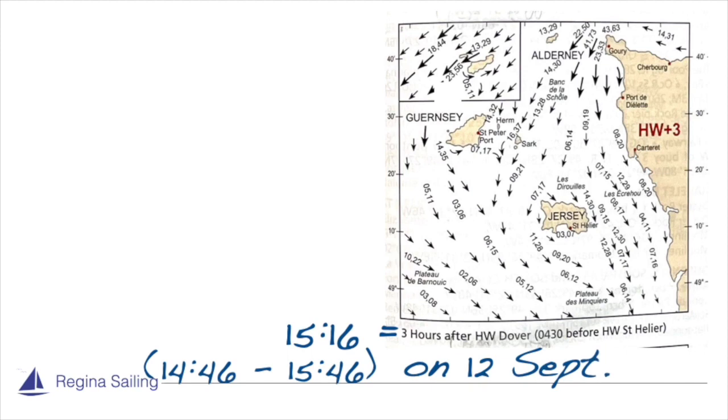Now 15:16, which is 3 hours after high water Dover, this picture is valid by definition from half an hour before to half an hour after. So from any time between 14:46 and 15:46 on the 12th of September, you should use this chart. So what does it mean? Well, it shows the direction of the current. That's rather logical, I think.